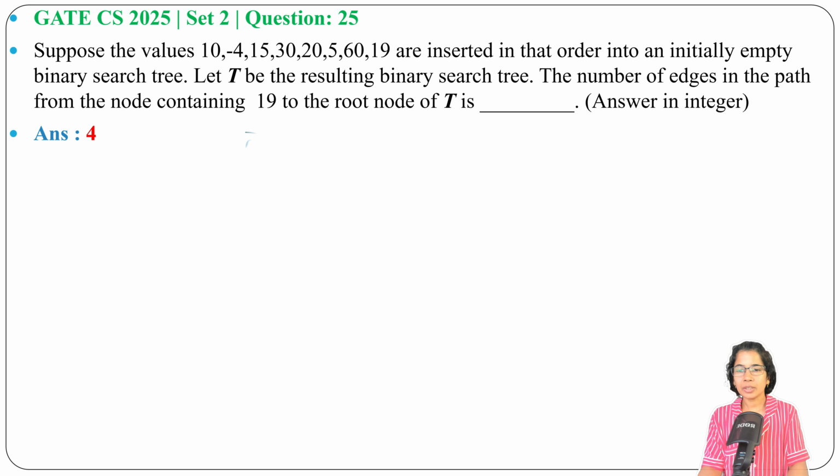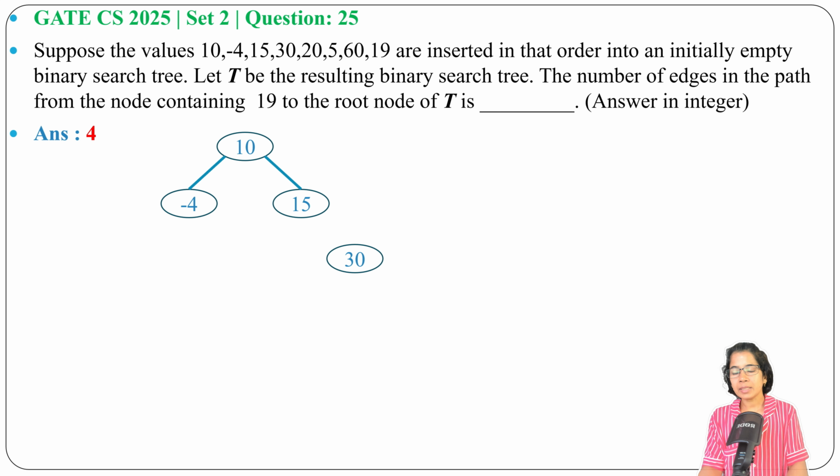For that, we need to construct the binary search tree starting with first node, that is 10. Next minus 4 is less than 10, so it will be 10 left child. Next 15 is greater than 10, so it will be its right child. Next 30 is greater than 15, so 30 will be right child of 15. Next 20 is greater than 15 and less than 30, so 20 will be left child of 30.